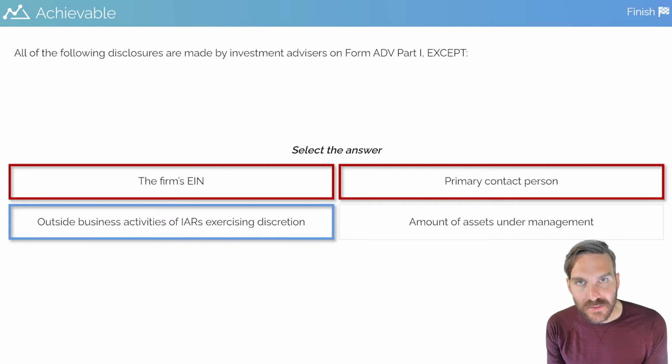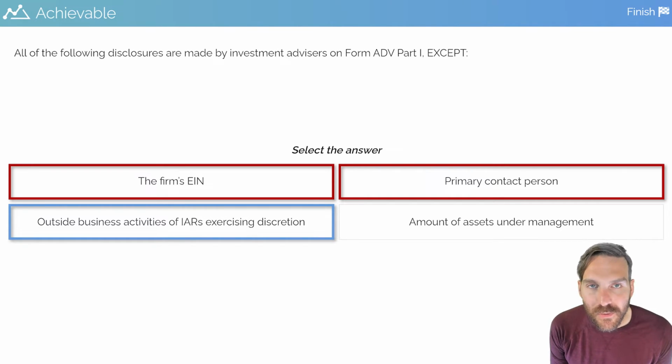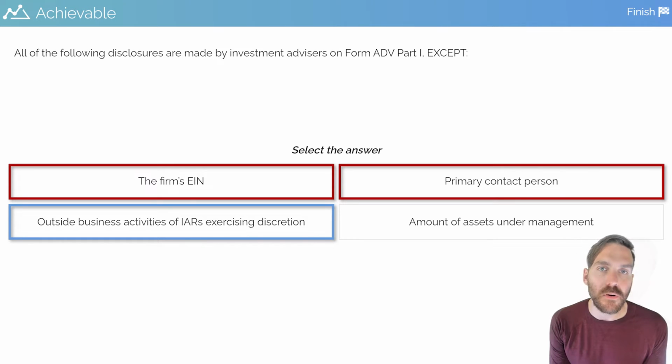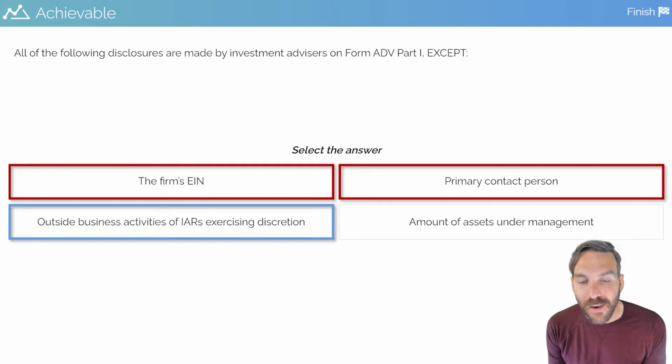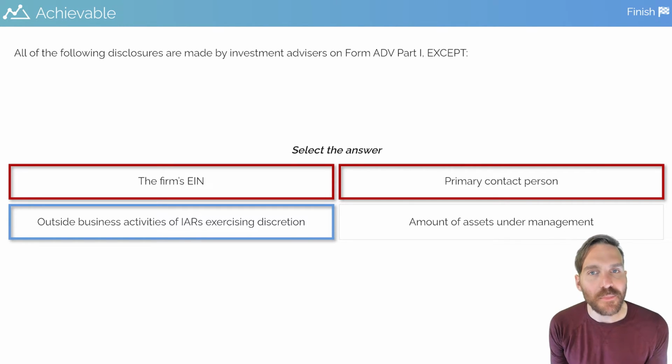Let's go to the bottom left now. Outside business activities of investment advisor representatives exercising discretion. We talked about some instances where any type of criminal history related to an advisory affiliate, or any type of legal history where there was a ruling against an advisory affiliate, had to be disclosed on Form ADV Part I, but an outside business activity would be any type of employment or compensation a registered person receives outside of the firm they work for. For example, I'm an investment advisor representative and I happen to drive Uber on the weekend. The compensation I receive from Uber would be considered an outside business activity.